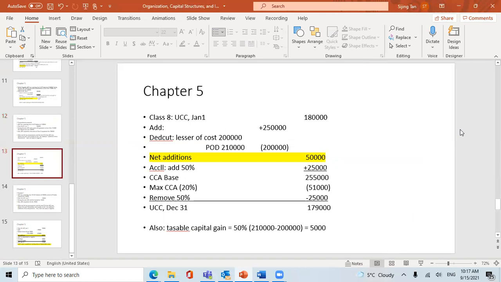So the answers, Class 8 UCC January 1st starts with $180,000. We add, because we have a new acquisition under Class 8, so we add that $250,000, right?